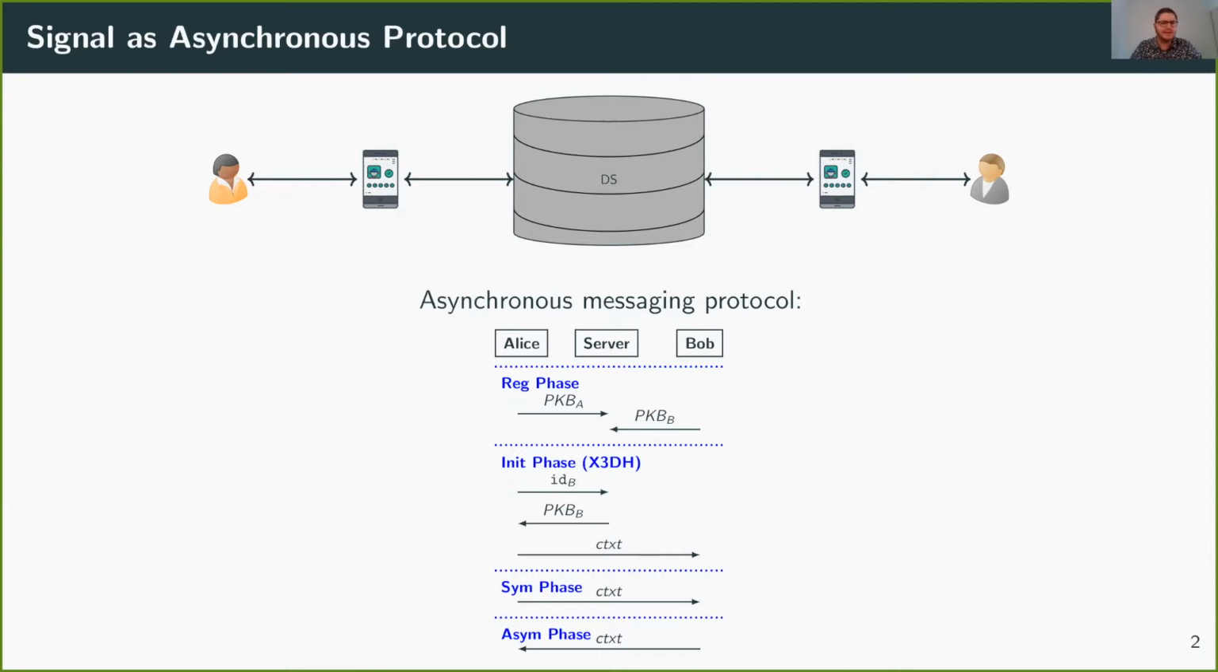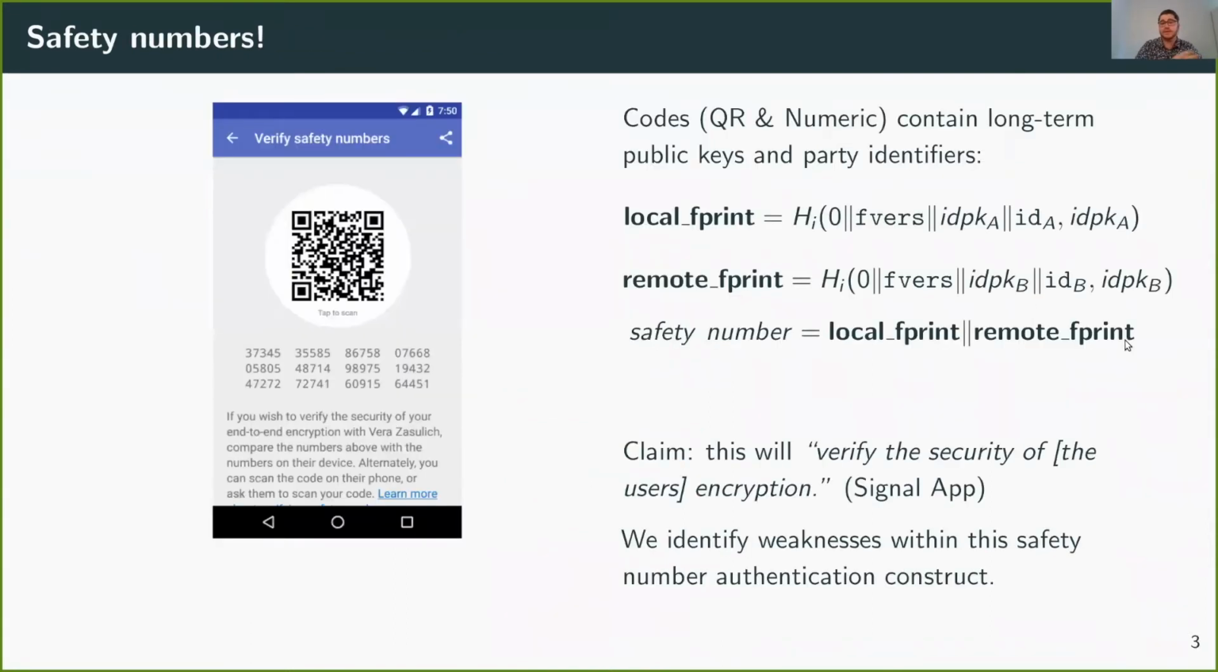The question that Alice must now ask is, how do I know that the public keys that the delivery service gave me were not maliciously generated by the delivery service, allowing them to read my messages to Bob? Well, Signal has a feature that helps prevent this, called safety numbers.